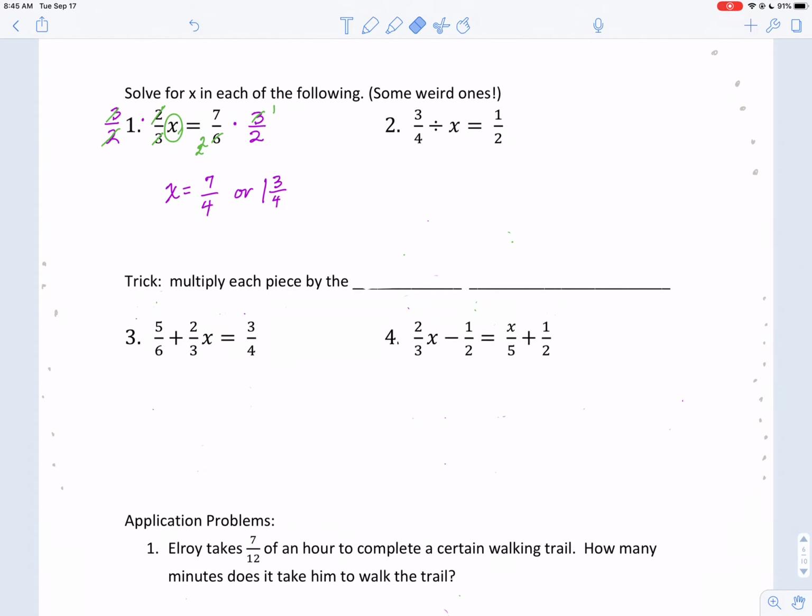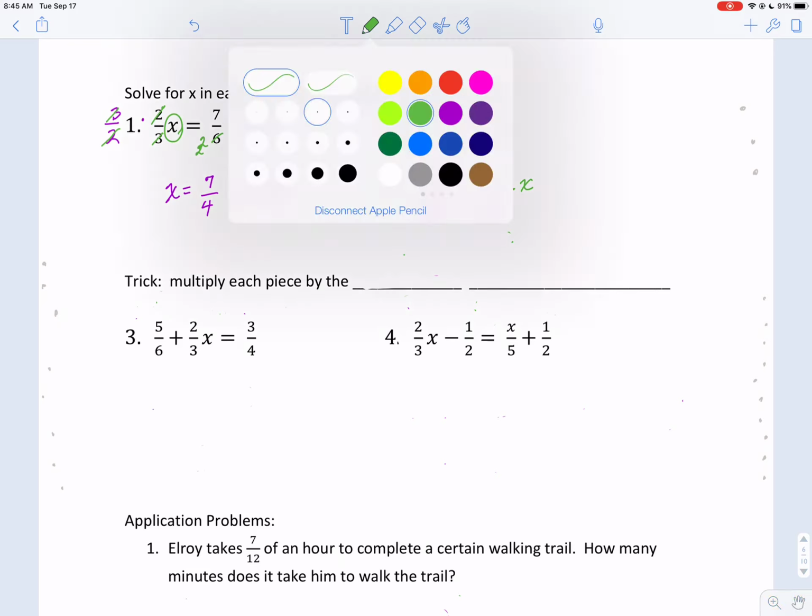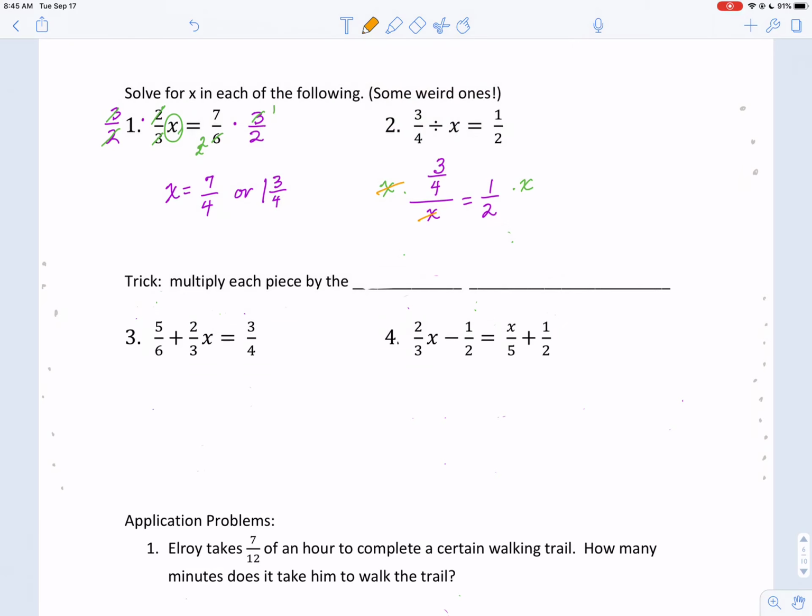Now, number 2 is especially weird. 3/4 divided by x is a half. First, let's write it in a way that we can see what we need to do. Okay, so it's a fraction over a fraction. Well, we want to get that x out of the bottom. So I'm going to multiply both sides by x. That allows these x's to cancel. So we then wind up with 3/4 equals 1/2 x.